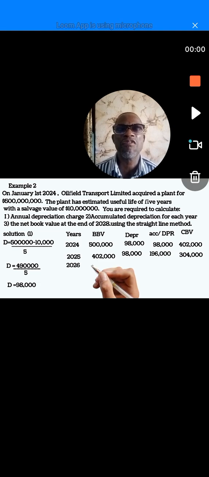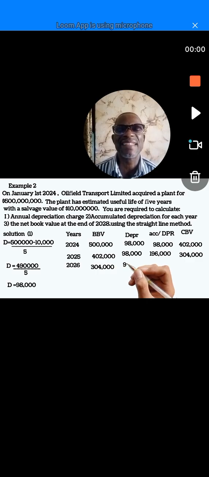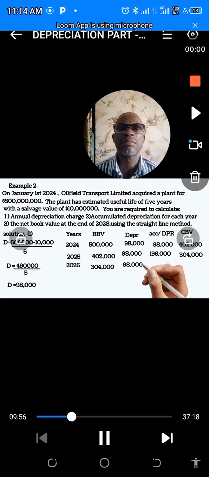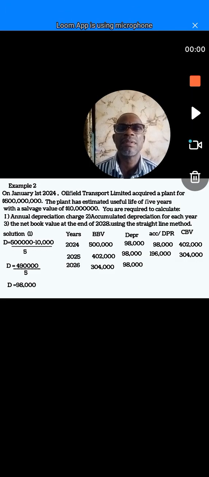Depreciation remains the same, 98,000. Accumulated depreciation is 98,000 plus 98,000 plus 98,000, which is 294,000. And the closing book value is 206,000.